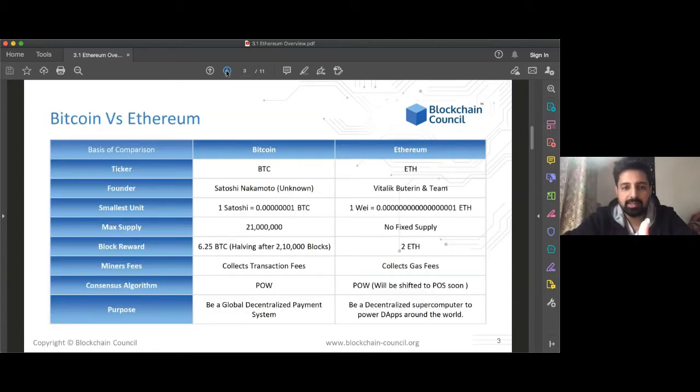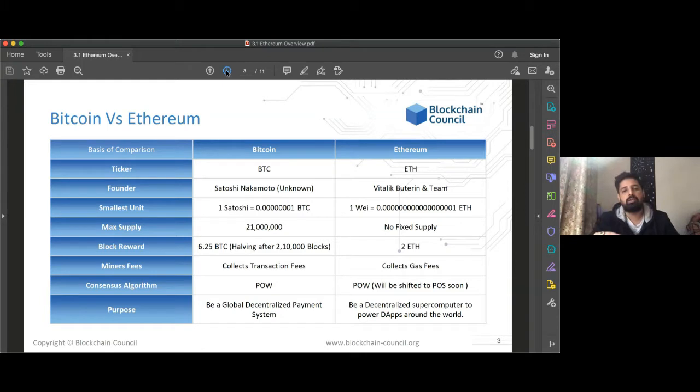Bitcoin versus Ethereum. Bitcoin is denoted by BTC, while Ethereum is denoted by ETH. The founder of Bitcoin is an unknown person. We don't know who that person is. It's just believed that the name of the person was Satoshi Nakamoto. Then we have Vitalik Buterin and team who founded Ethereum.